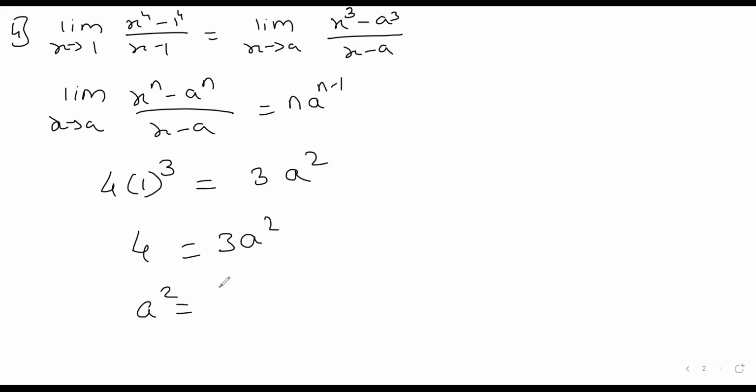A square is 4 by 3. A is plus minus 2 by root 3. Yes, this is your answer. These are the possible values of a. Plus 2 by root 3 or minus 2 by root 3.